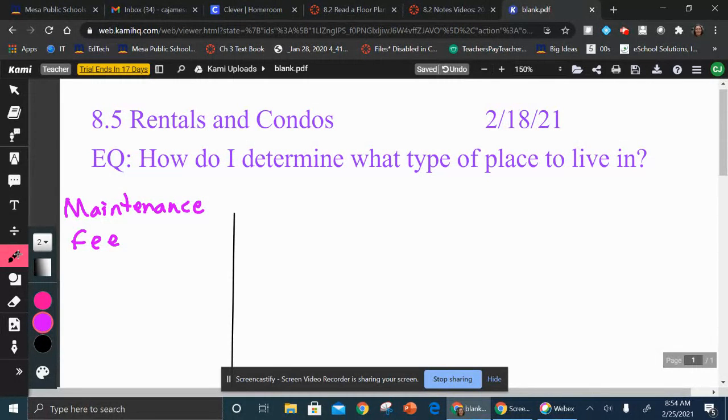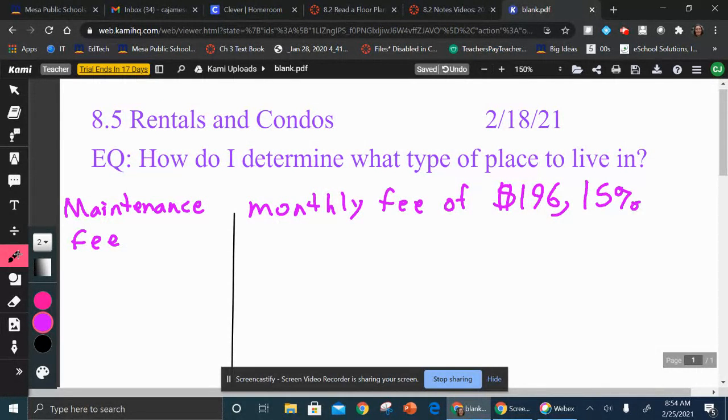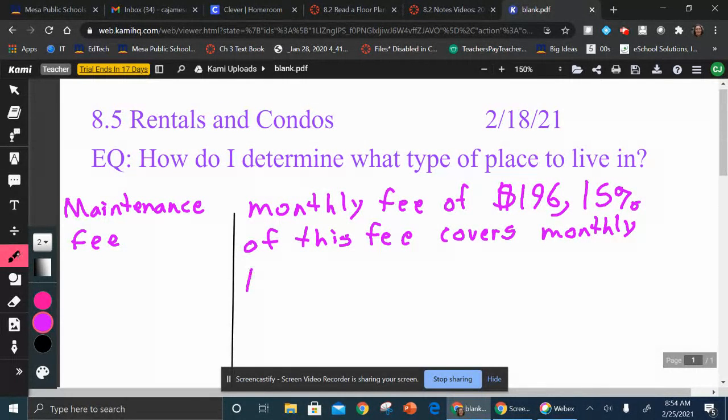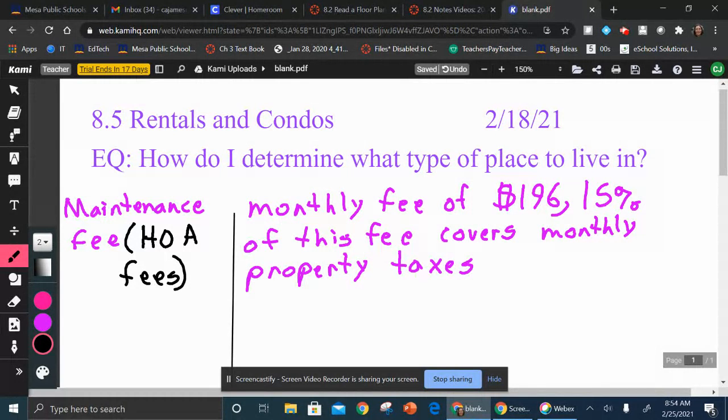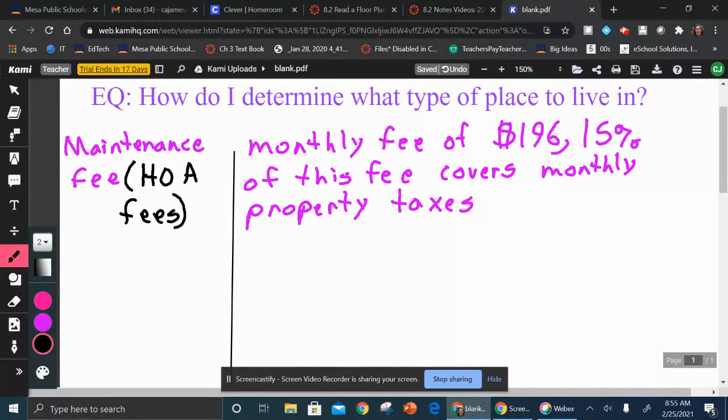Okay. So say that they have a monthly fee of $196, which is 15% of this fee. Covers the monthly property taxes. So it depends on the HOA. They usually do where they're, so all the grounds, they'll do maintenance for that. So homeowners association, HOA fees. Sometimes they'll cover even like water, sewage, and trash. It's a lot of different things that they'll cover.